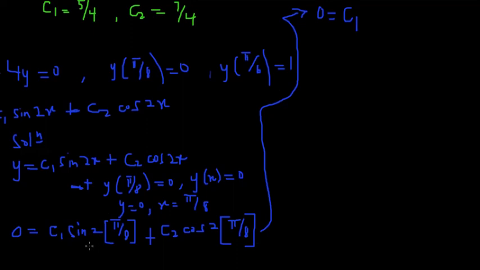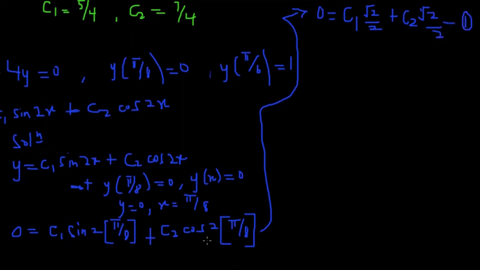C1, because you know that sine 2π/8 is root 2 on 2. Then plus C2 to be equal to root 2 on 2. This is equation 1.